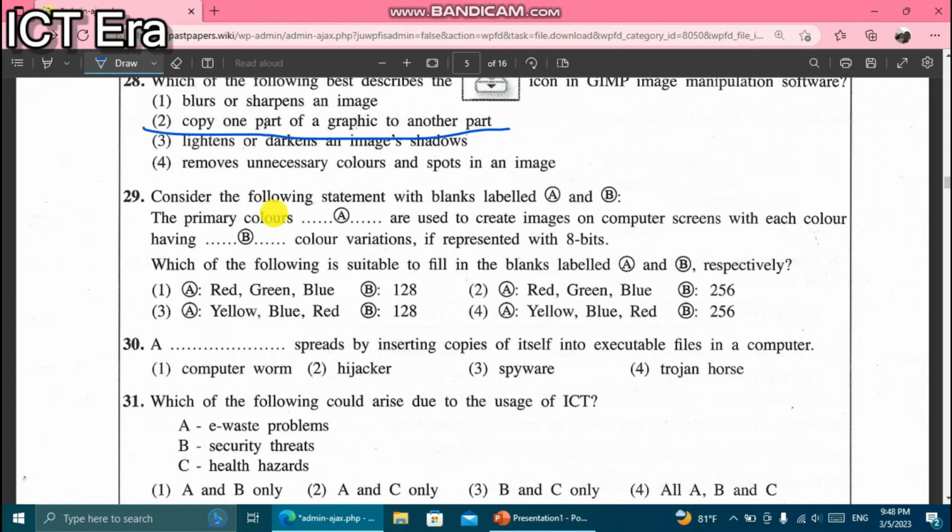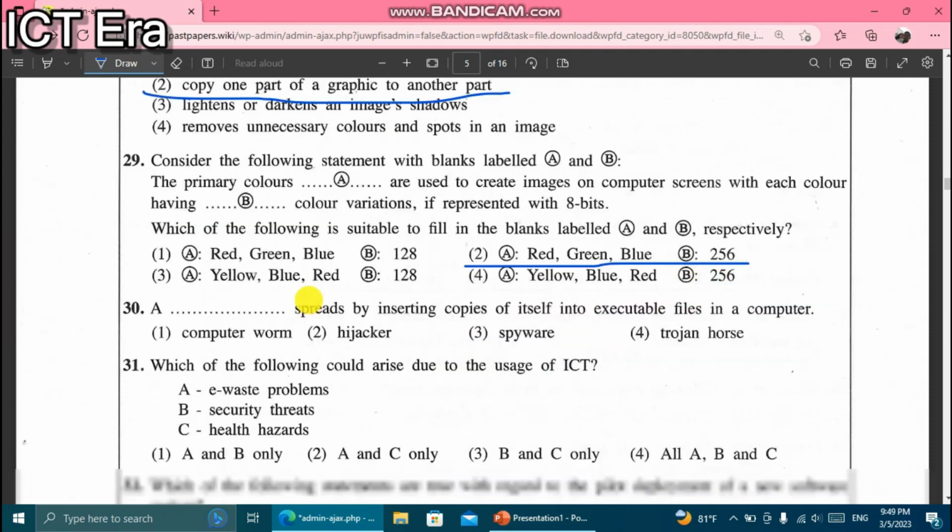Right, then consider the following statement with blanks labeled A and B. The primary colors are RGB colors, then red, green, blue are used to create images on computer screens with each color having how many color variations? It should be 256. So B is 256.